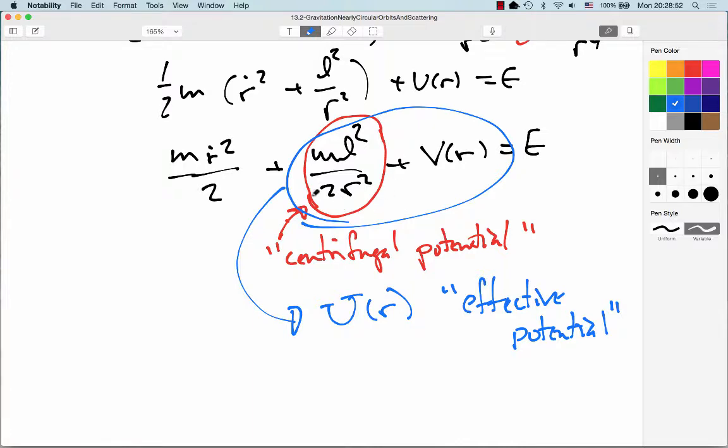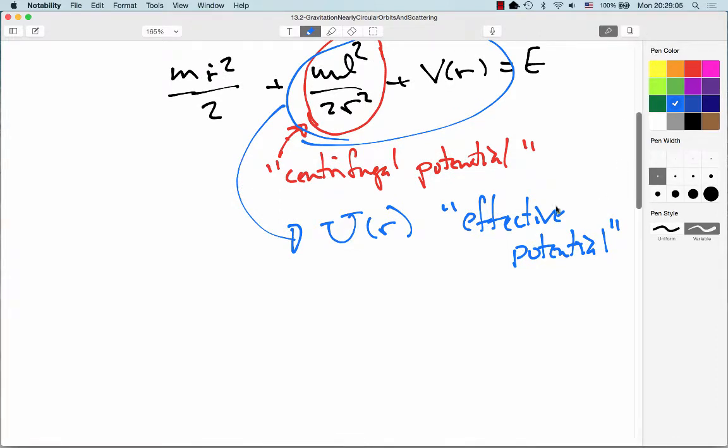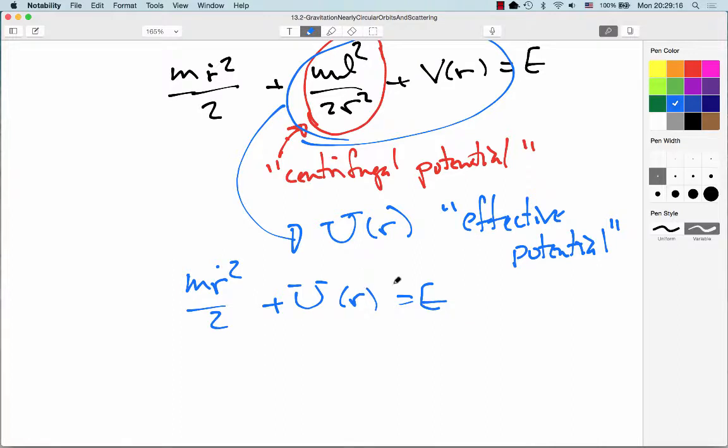But, like I said, this is part of the kinetic energy, but as a part of the kinetic energy, it only depends on r. So when we're analyzing it, it's easier, because if I rewrite it with this U notation, I now have m r dot squared over 2 plus U of r equals E. And I look at that, and this looks like 1D motion.